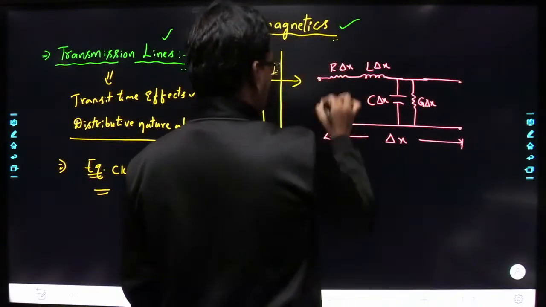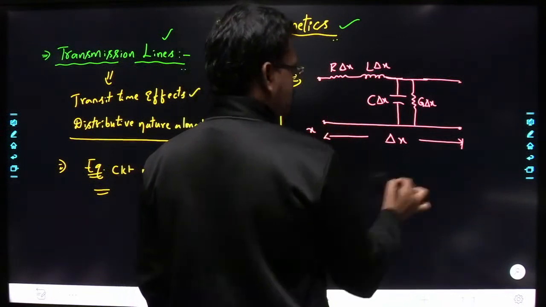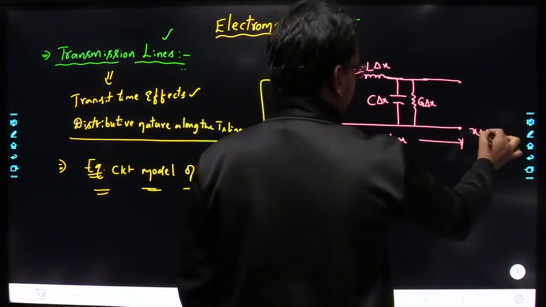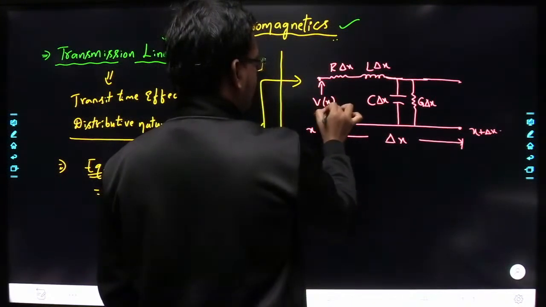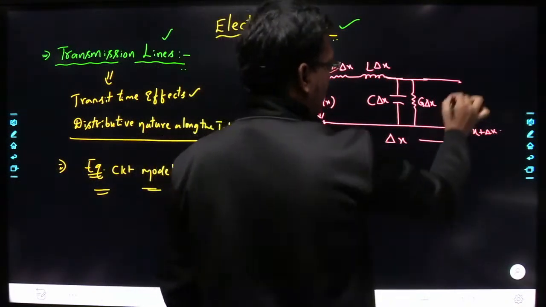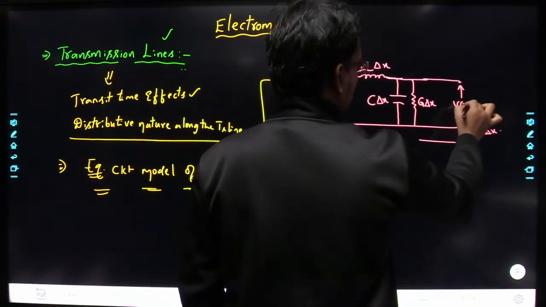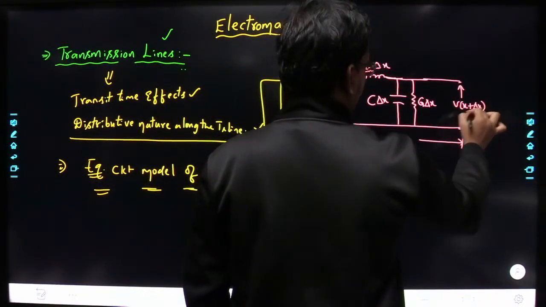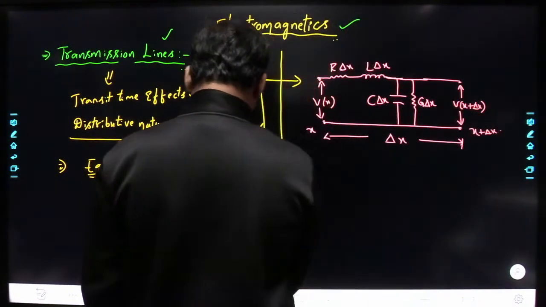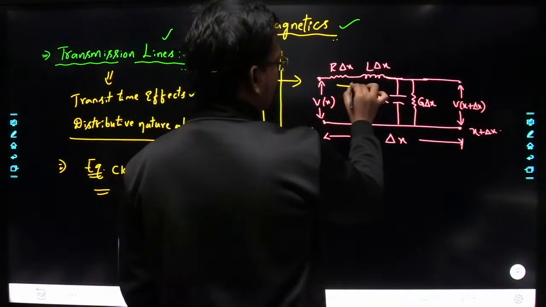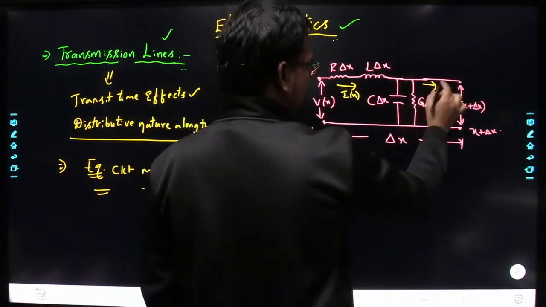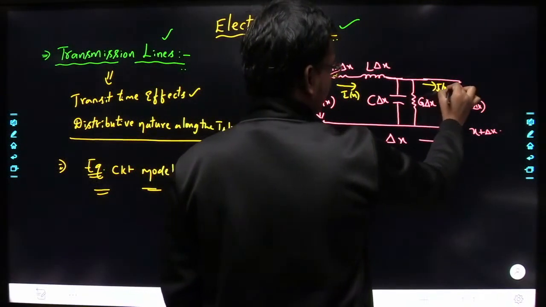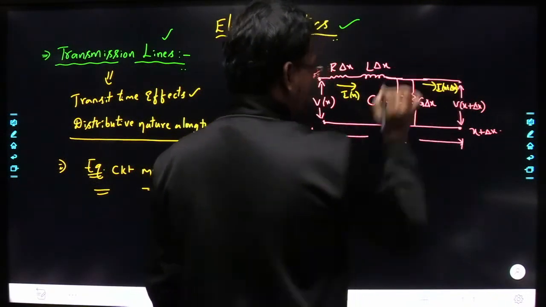Yes or no? Okay. So this location we have considered as x, then this location has become x plus delta x. The source voltage that we have applied here, let us assume is V of x, and here the voltage that is available will be V of x plus delta x. Here the current flowing is I of x, and the current leaving the parallel branches is I of x plus delta x.